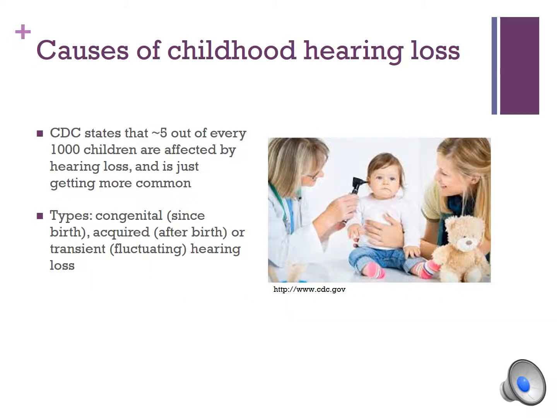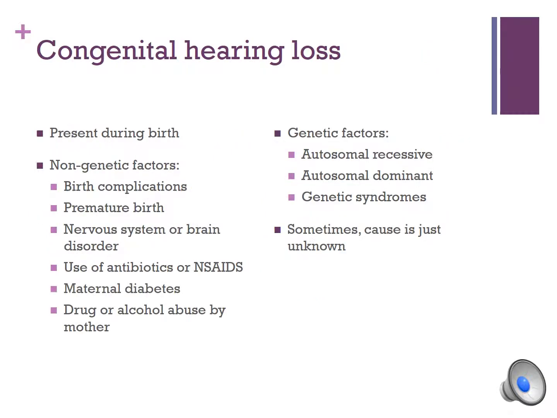What are the causes of childhood hearing loss? Well, they could be differentiated into 3 different types: congenital, which is since birth, acquired after birth, and fluctuating or transient, which is just a temporary hearing loss. The CDC also states that there are around 5 out of every 1,000 children that are affected by hearing loss each year. However, there are more and more cases of this as time goes on.